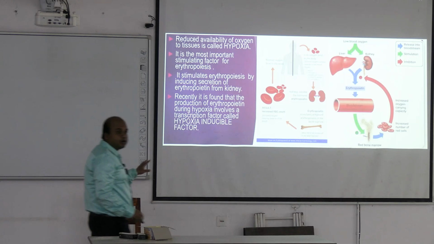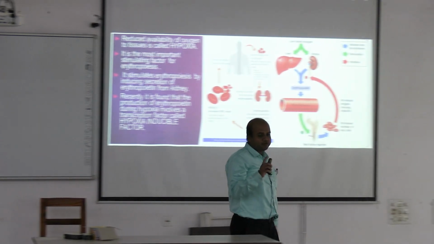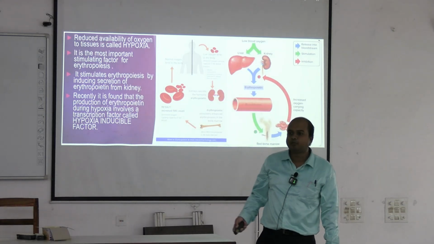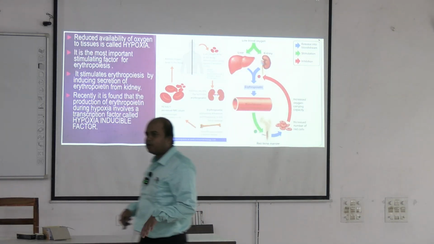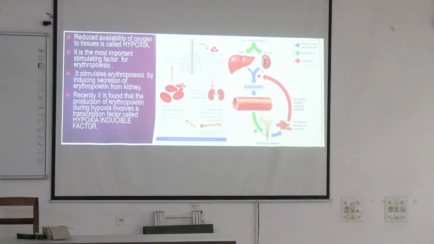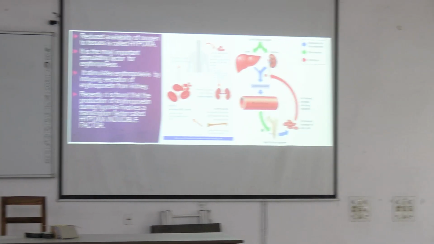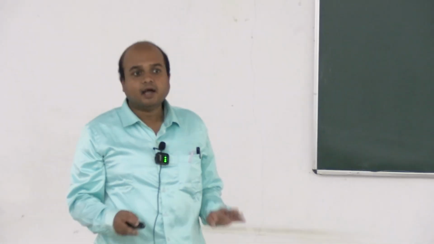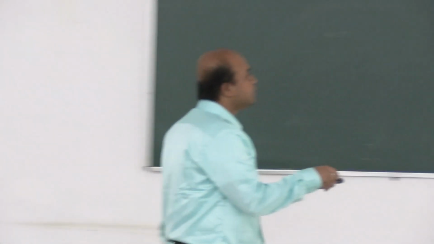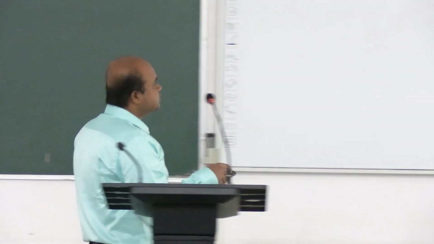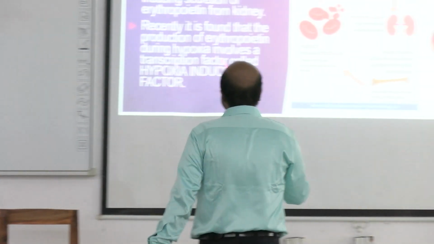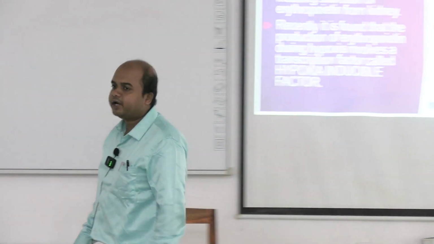Nowadays a different factor has been established, the hypoxia-inducible factor, which induces erythropoietin secretion. Erythropoietin is a hormone which is synthesized in the kidneys, to some extent in the liver also, but mostly from the kidneys. Hypoxia is the most potent stimulator of release of erythropoietin, mostly from the kidneys. And a separate factor has been identified, called the hypoxia-inducible factor.